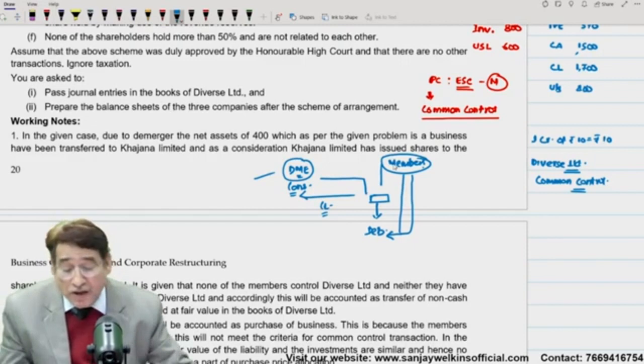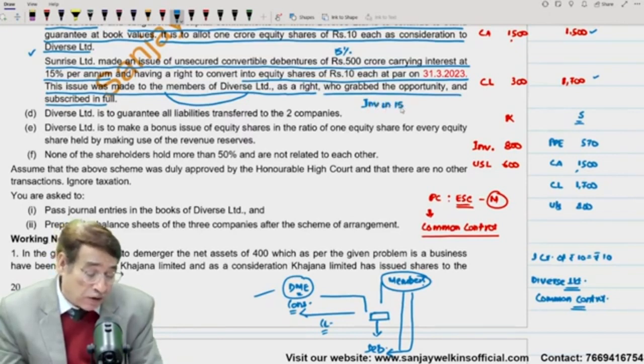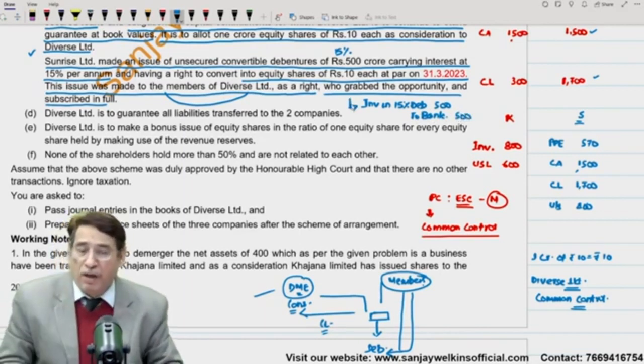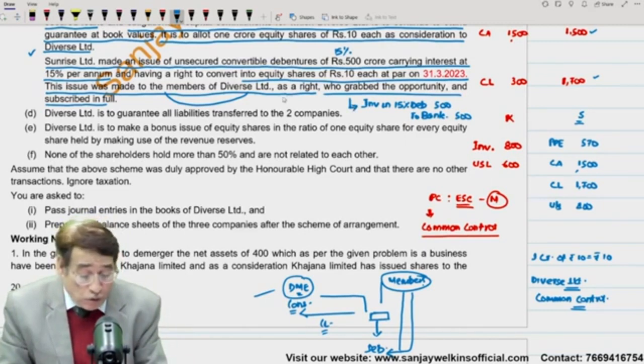The demerged entity with respect to this will pass a very simple entry: investment in debentures, investment in 15% debentures, 500 crores to bank account. This is the entry which this entity would pass. Now the main point is why demerged entity is going to pass this entry, even though these debentures have been actually subscribed by the members. I tell you, you have to look into the question.